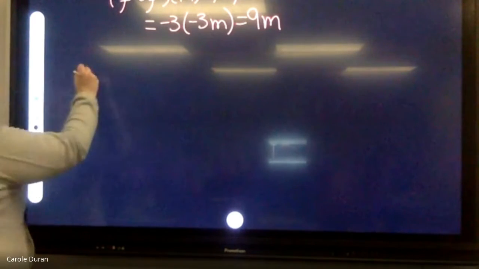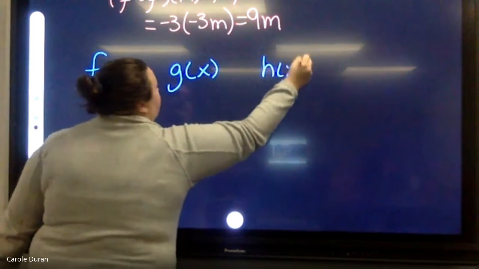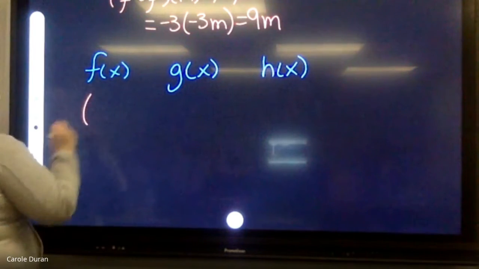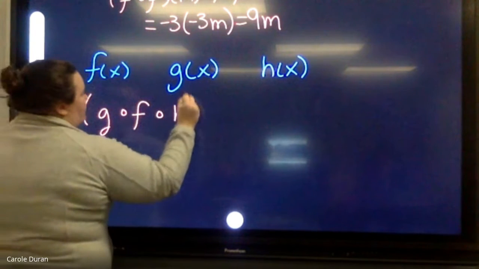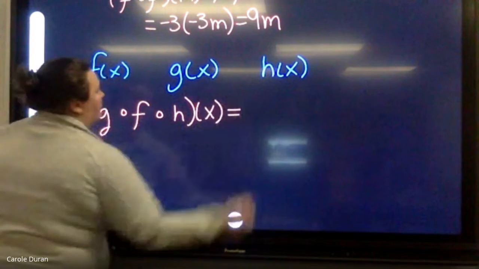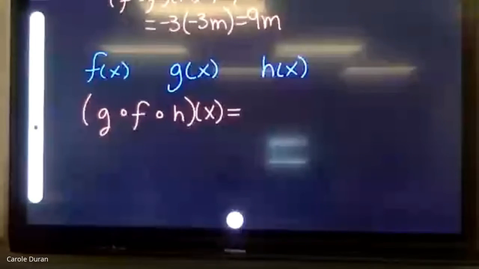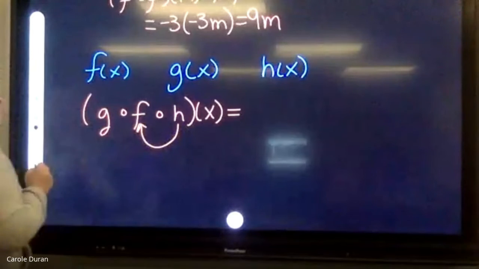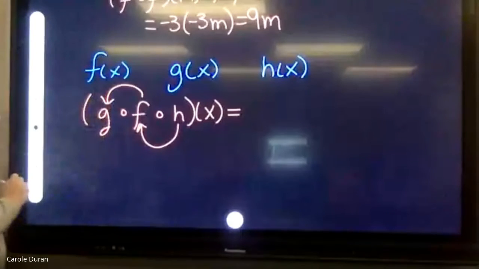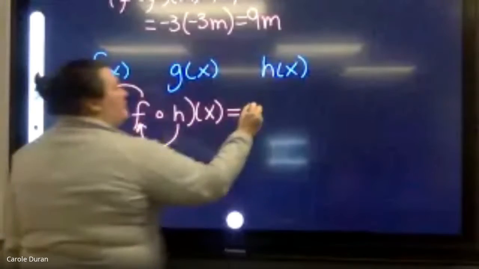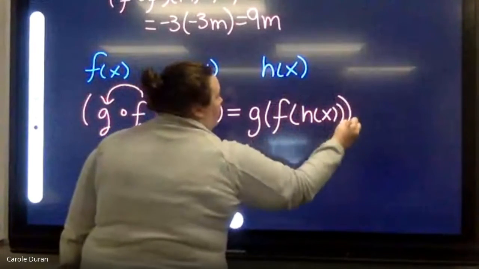So let's say I have three functions. I have f of x, I have g of x, and I have h of x. So let's say in theory, I wanted to do g f of h of x. This means that I would plug h into f, then I would take whatever that f is and plug it in to g. So in the alternate notation, this would be g of f of h of x.